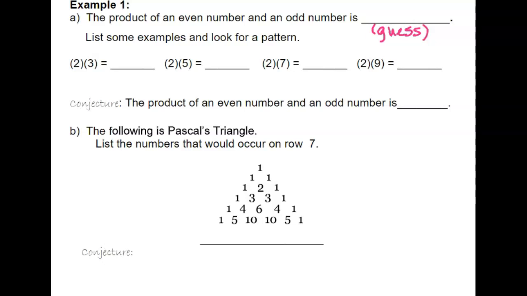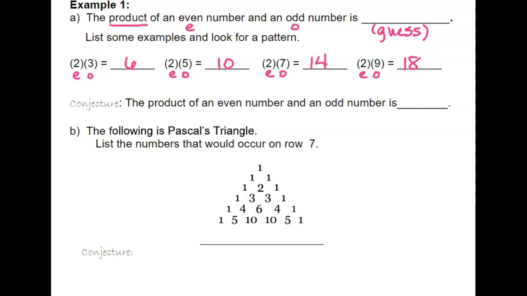So we're going to list some examples and look for a pattern. I'm talking about the product of an even number and an odd number. So here I've got 2, an even number, times 3, an odd number, and that gives me 6. Again, the product of an even and an odd number, 2 times 5 is 10. The product of an even and an odd number, 2 times 7 is 14. And the product of an even and an odd number, 2 times 9 is 18.